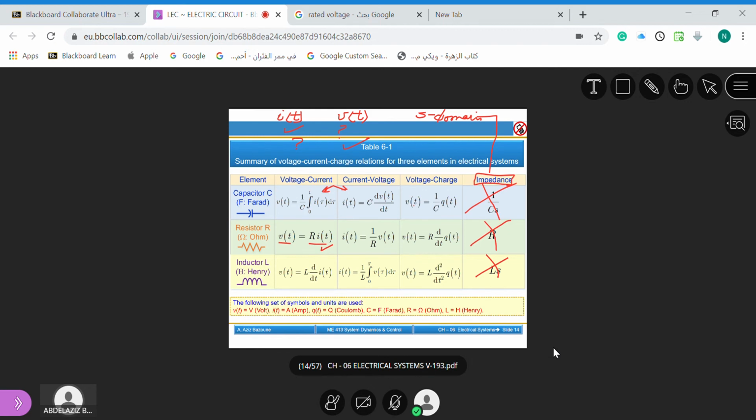So I will be 1 over R times V. For the resistor, we also have V equal to R dQ over dt when you replace I by dQ over dt. So remember, I will be dQ over dt.